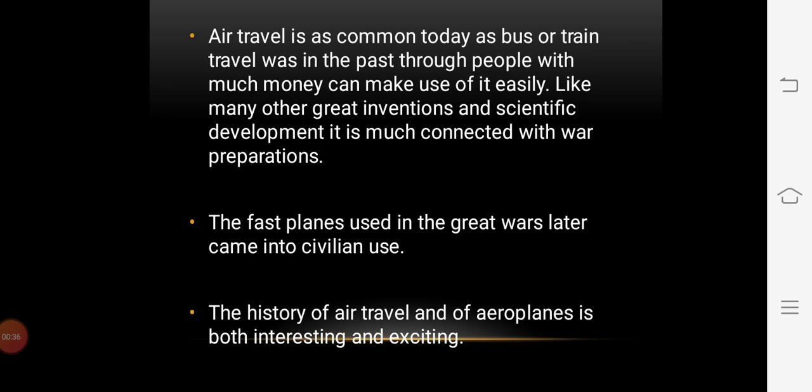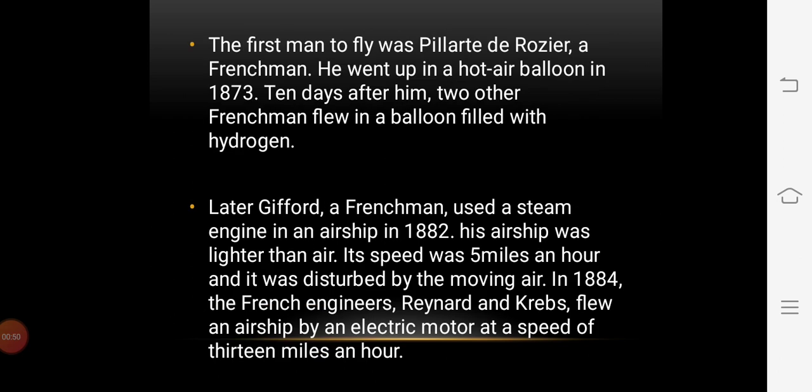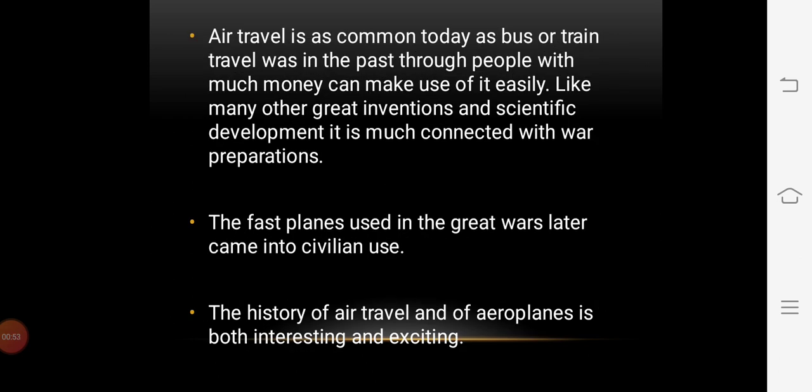Air travel is as common today as bus or train. Travel was in the past, though people with much money could make use of it easily. Like many other great inventions and scientific development, it is much connected with our preparation. Actually, air travel is as common nowadays as bus or train.